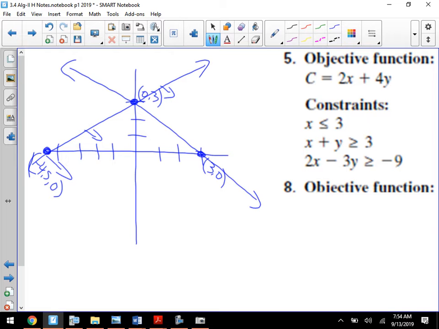Hey, there's an intersection. Where do those two intersect? In this case, we didn't have to do algebra on that one. It's nice when it works like that. So I have one intersection point at (0, 3).